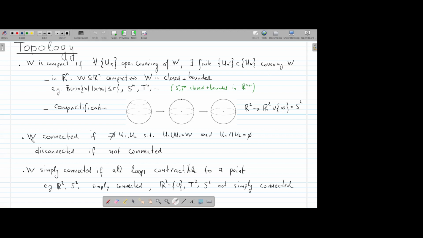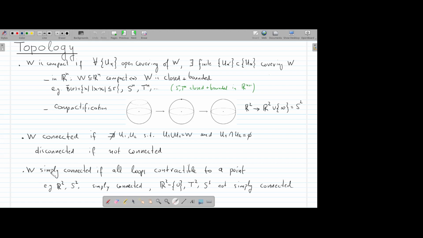A subset of a topological space is called connected if there are no sets U1 and U2, open in the subspace, whose union gives W and whose intersection is the empty set. And it's disconnected if it is not connected.